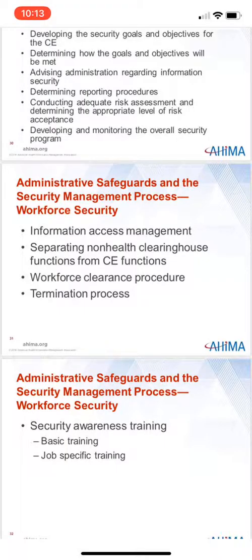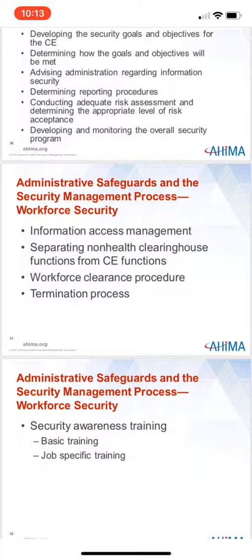The workforce includes all employees, students, volunteers, members of the board of directors, and others, paid or unpaid, who perform services for the covered entity. The access determination should be based on the risk analysis and each employee's job description.